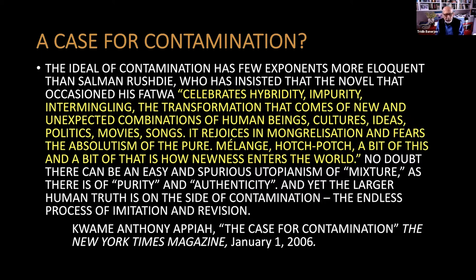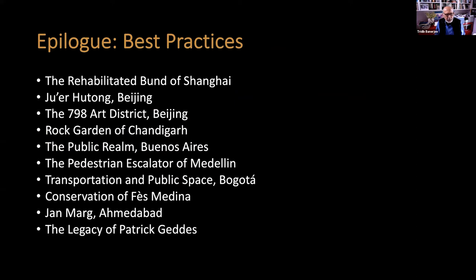So Appiah says, no doubt there can be an easy and spurious utopianism of mixture, as there is of purity and authenticity. And yet the larger human truth is on the side of contamination, the endless process of imitation and revision. I used that as an epigraph of my last chapter, and I could stop here. In the epilogue, I have some best practices. If you want, I can quickly go through them.